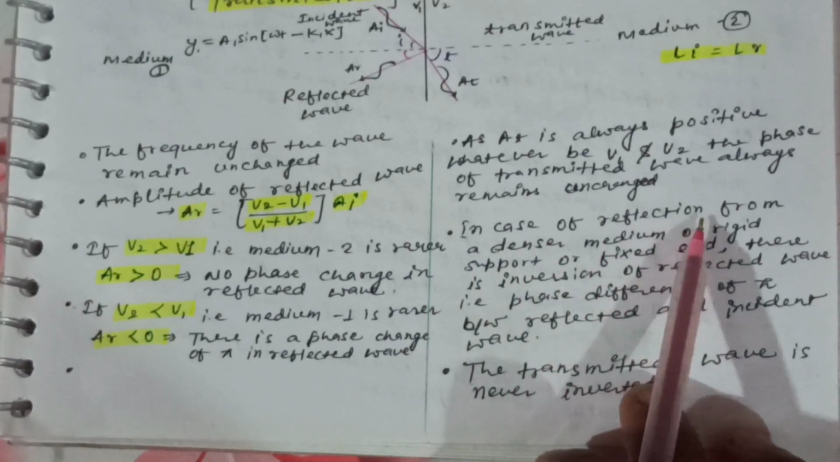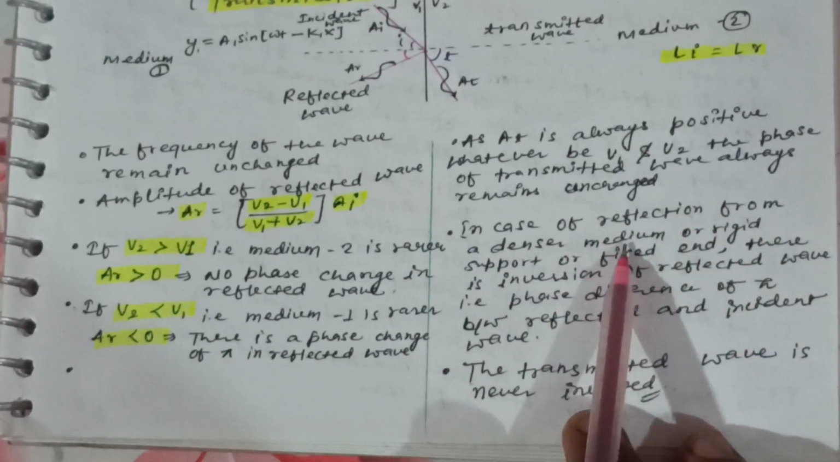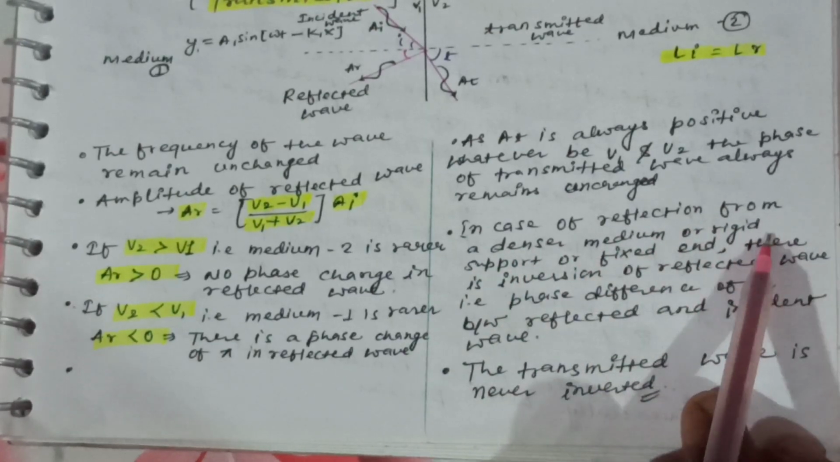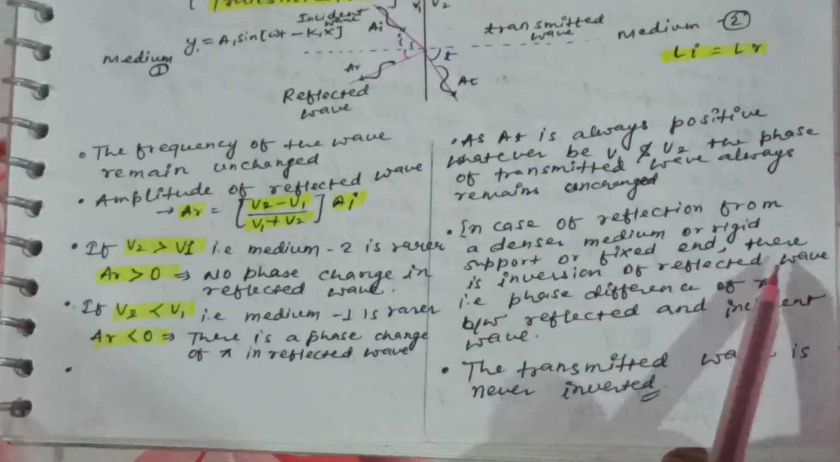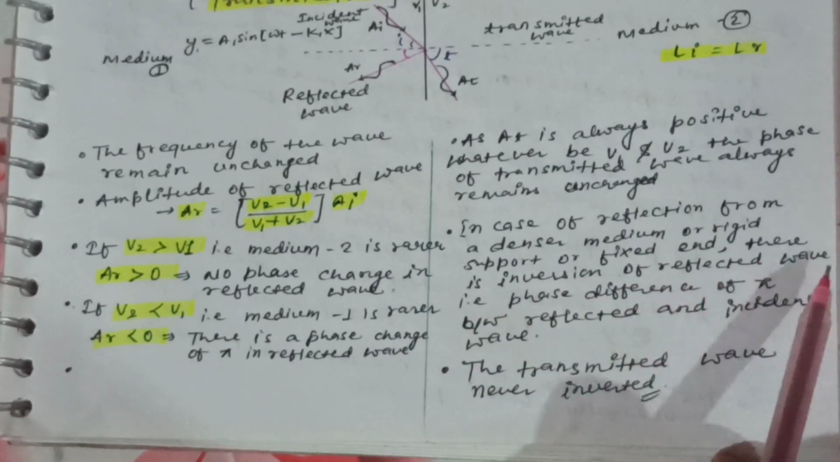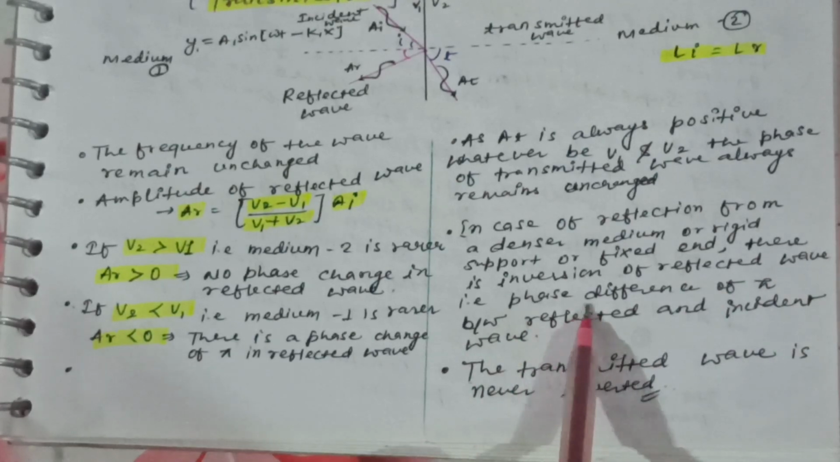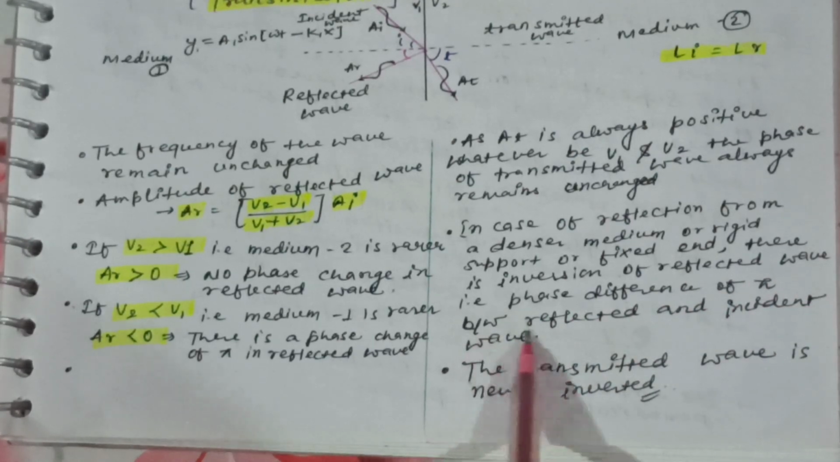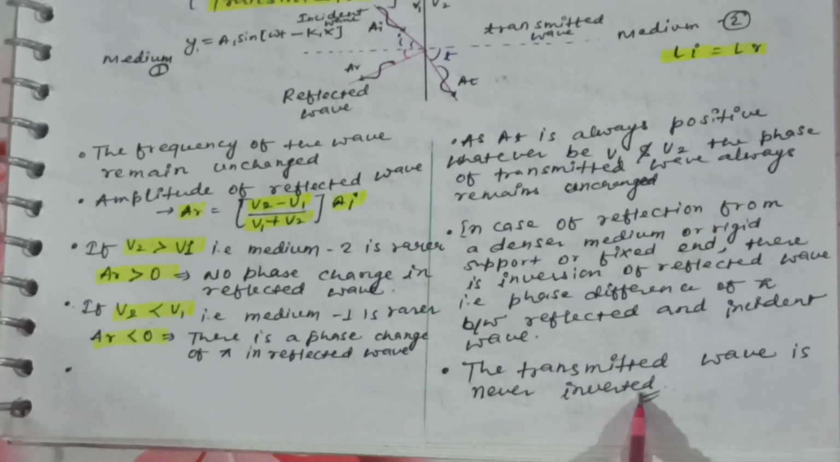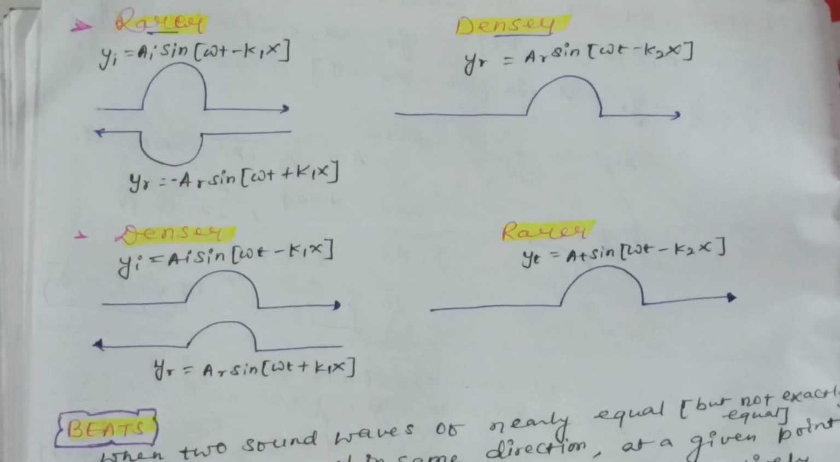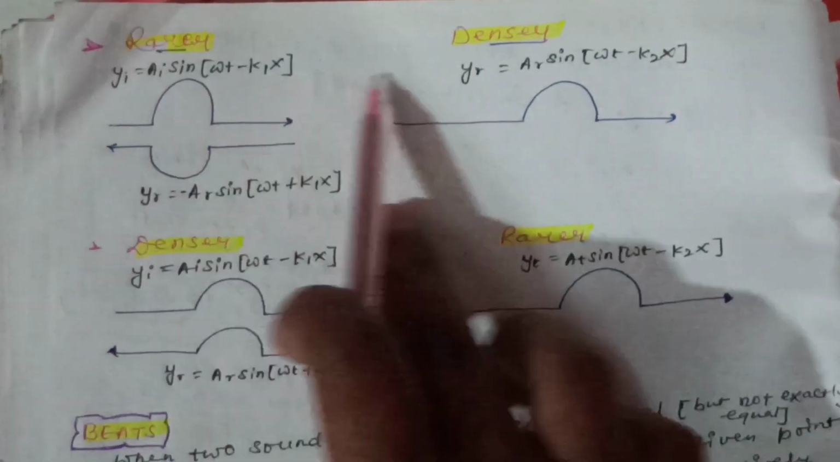In case of reflection from a denser medium or rigid support or fixed end, there is inversion of reflected wave, that is, phase difference of pi between reflected and incident wave. The transmitted wave is never inverted. Rarer, denser.